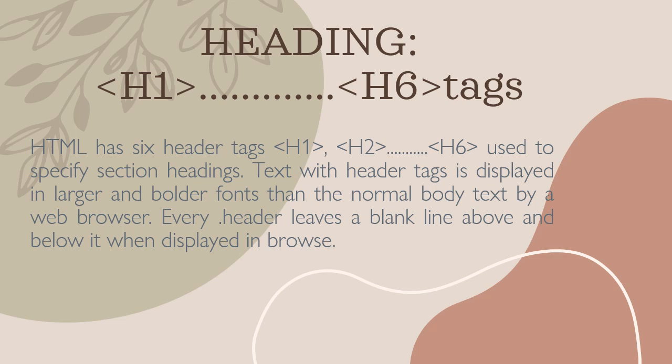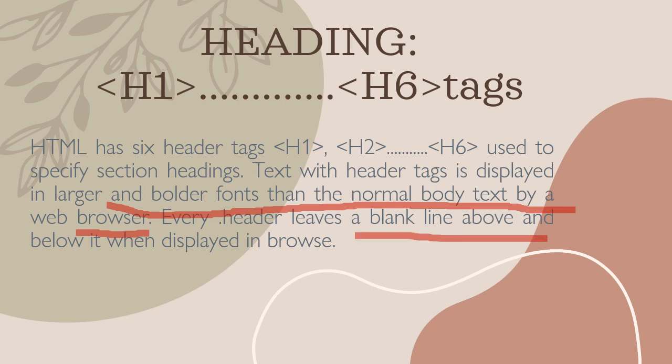Heading tag h1. Actually the heading tag is used to give the heading, and it is also known as h groups. It contains six groups, that is h1, h2, h3, h4, h5, h6 tags, used to specify section headings. Text with header tags is displayed in a larger and bolder font than the normal body text by a web browser. Every header leaves a blank line above and below it when displayed in the browser.